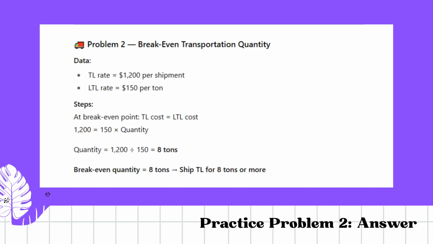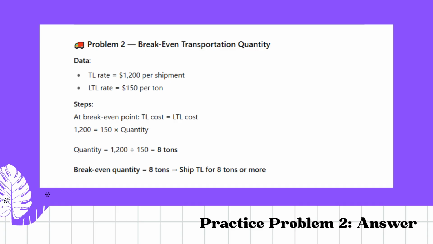Data. A manufacturer can ship products using truckload service or less-than-truckload service. A full truckload shipment costs $1,200 flat, regardless of weight. The less-than-truckload rate is $150 per ton. At what shipment weight do both options cost the same?